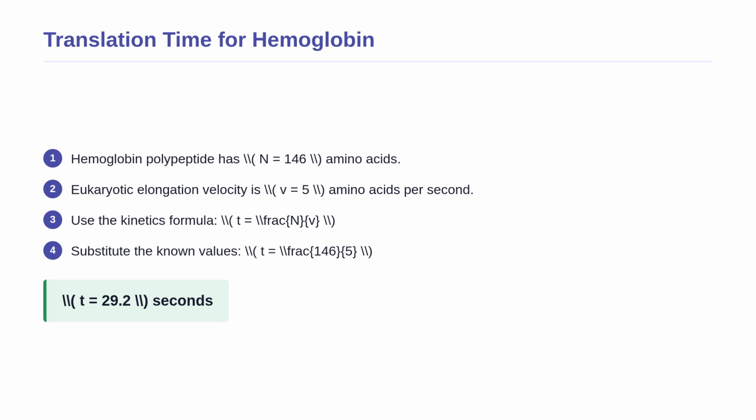We choose our translation time formula because it links length, speed, and time. We substitute the known variable N with 146 and the variable V with 5. We then perform the division to find the total number of seconds the ribosome spends moving down the messenger RNA. The final answer is 29.2 seconds. This physical interpretation shows that it takes roughly half a minute for a single ribosome to completely synthesize a hemoglobin subunit.